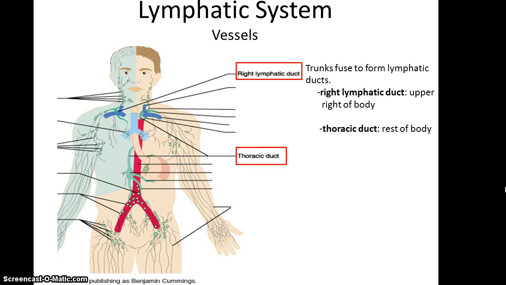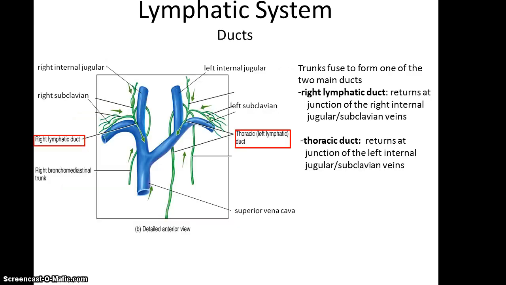And then these trunks will fuse to form one of the 2 lymphatic ducts, either the right lymphatic duct or the thoracic duct. The right lymphatic duct is draining the lymph fluid from the upper right portion of the body, while the thoracic duct is draining pretty much all the rest of the body. So the ducts then join with the veins of our body, specifically at the junction between our subclavian and internal jugular veins, and then return the lymph fluid to the bloodstream so that it can then be carried throughout the body and be part of the plasma of the bloodstream.